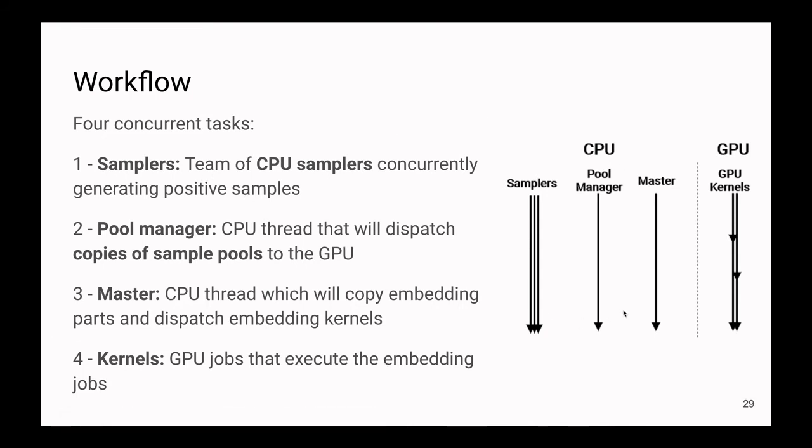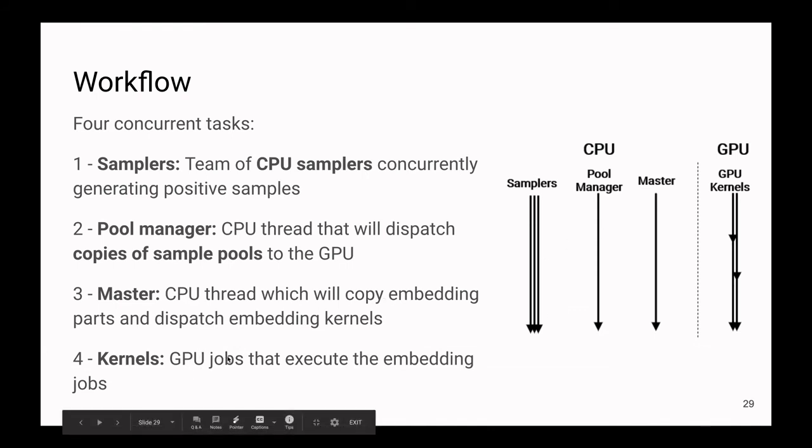We have 3 concurrent tasks on the CPU and another one in the GPU. The samplers are a team of CPU samplers concurrently generating positive samples. Pool manager, a CPU thread that will dispatch copies of sample pools to the GPU. The master thread is responsible for copying embedding parts and dispatching embedding kernels. And finally, GPU kernels. They are the jobs that execute the embedding jobs.